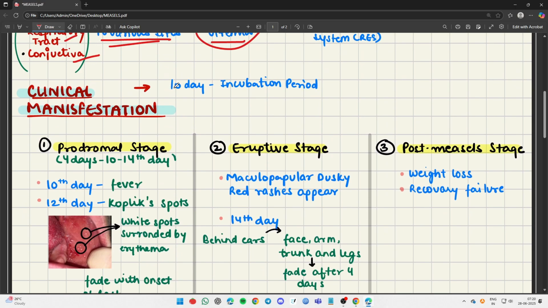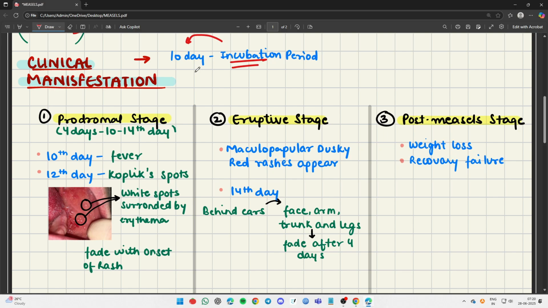Now we are going to talk about the clinical manifestation of measles. The incubation period for measles is 10 days. The clinical manifestation is characterized by 3 stages: the prodromal stage, the eruptive stage and the post-measles stage. Now we are going to talk about the prodromal stage first. After the 10-day period of incubation, the prodromal stage starts, which lasts for 4 days, from the 10th day to the 14th day.